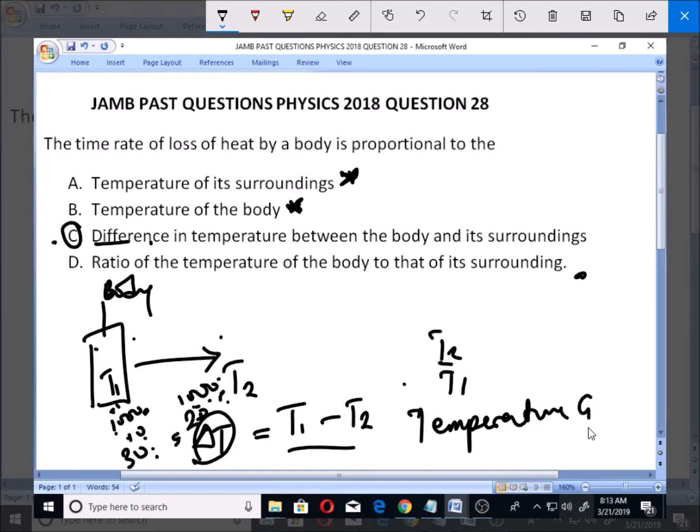This is what we call temperature gradient, and temperature gradient is actually the difference in temperature between the body and the surrounding. So you can say that this is T body and this is T surrounding. Once there is a difference between these two, once one could be 1000 and the other one could be 20, then you will talk about what we call temperature gradient. So C is the right answer to this.